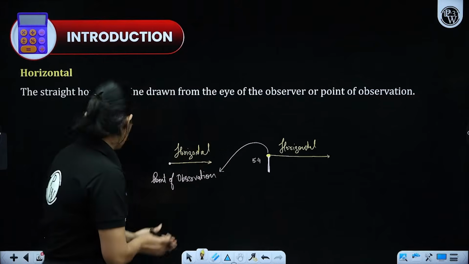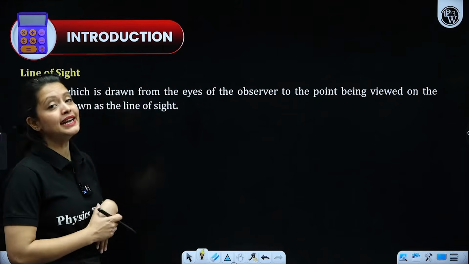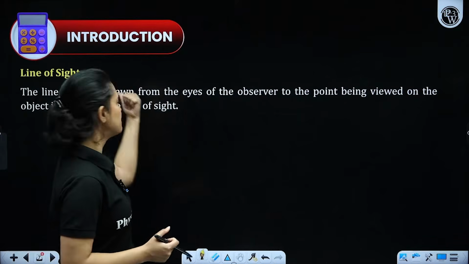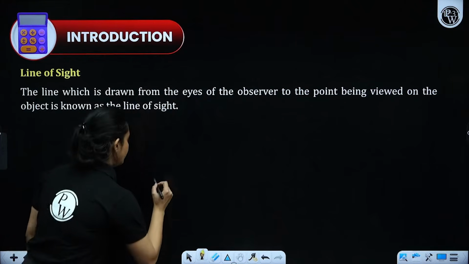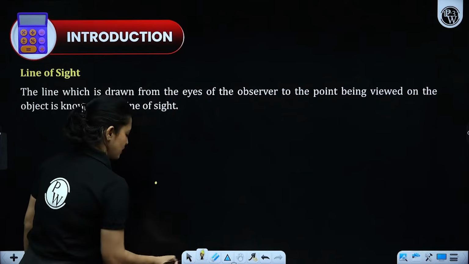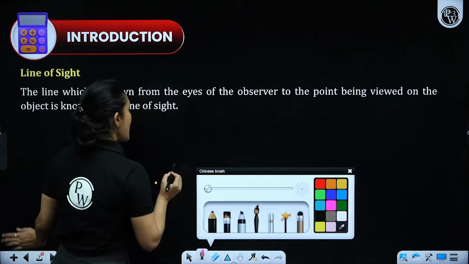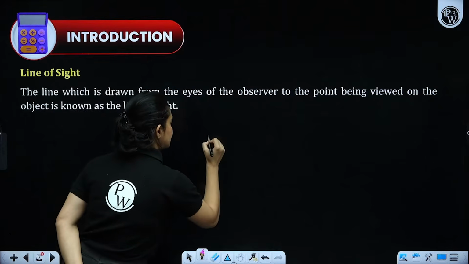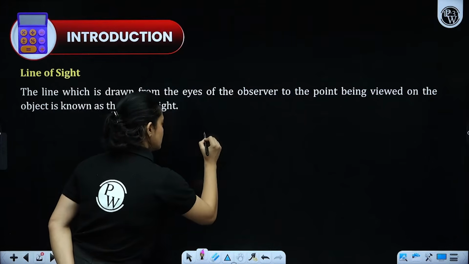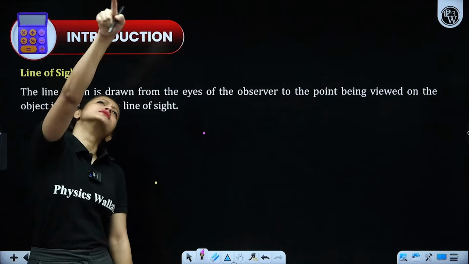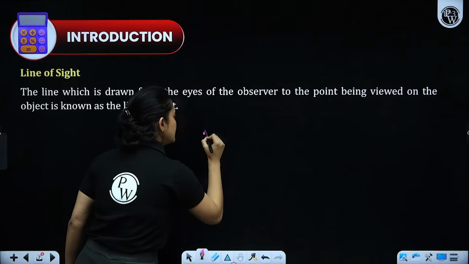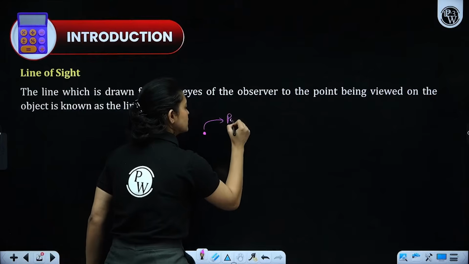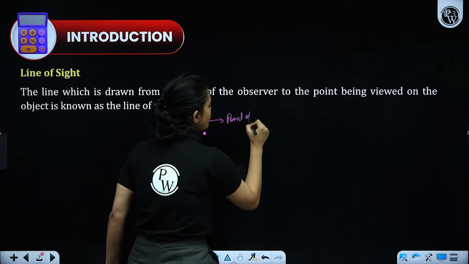Okay, now let's talk about the point being observed. Before talking about line of sight, we'll talk about the point being observed. Okay? So let's just suppose this is my point of observation. Now I am observing something that is here. That means I'm looking up and observing something. So here this would be what? Point of observation.